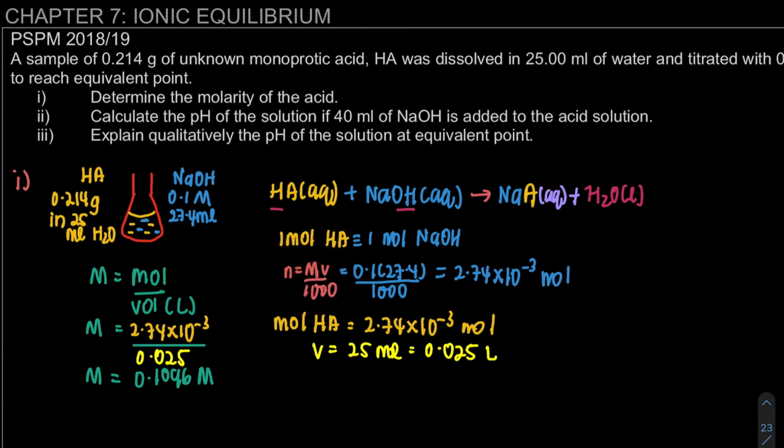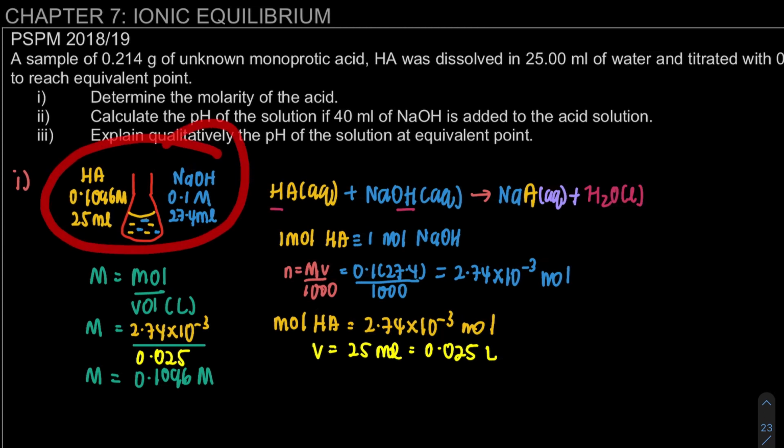This one you have to be very familiar with. And then to find out the mole, we're going to compare 1 mole to 1 mole, back to our chapter 1. Okay, so now we know the concentration. I'm just going to write it down here. So we know the concentration here is 0.1096 molar, and the volume that we have is 25 mL. So this will be the information regarding this.